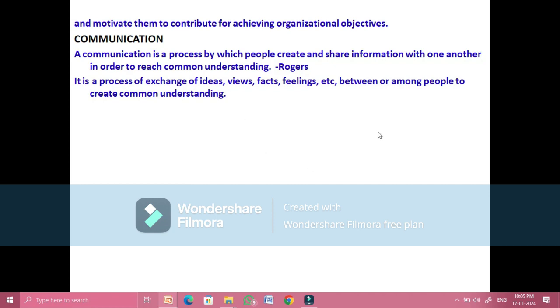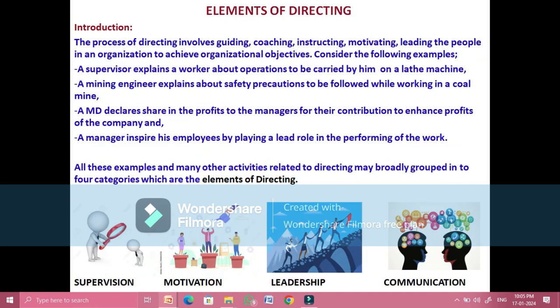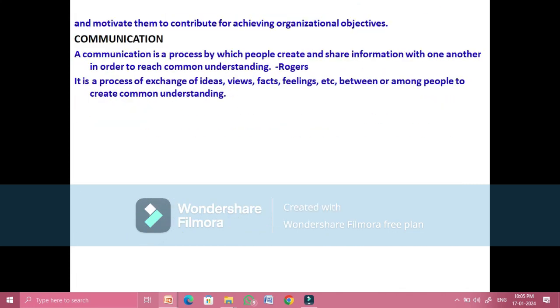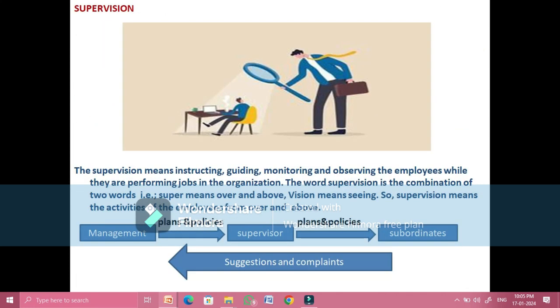So these are the four elements that are seen under directing: supervision, motivation, leadership, and communication. These are all the four important elements of directing. Now we'll see about each and everything in a separate edition. First of all, we'll go for supervision.